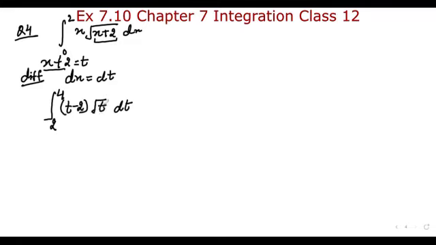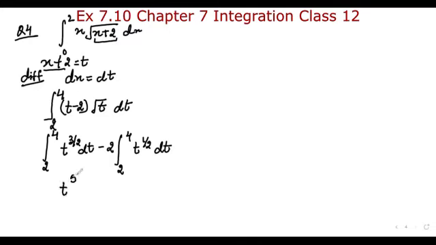Now you can integrate. If I multiply inside, this is 2 to 4, this is 1 plus half, this is 3 by 2 dt, minus 2, and this is also 2 to 4, and this is t power half dt. Now when you integrate t power 3 by 2, t power 3 by 2 plus 1 is 5 by 2, and multiply with 2 by 5. The limit is 2 to 4, minus 2, t power half plus 1, this is 3 by 2, and multiply with 2 by 3. And the limit is 2 to 4.